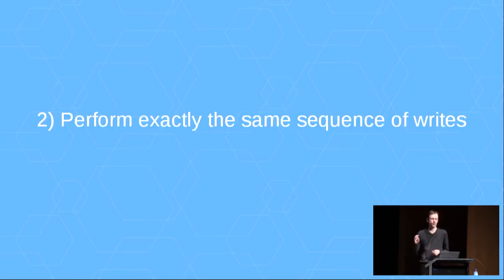Or alternatively, you can perform exactly the same sequence of writes, because the contents of the PCR cannot be set directly. I'm not able to change the value of a PCR from, say, all zeros to a specific value, because the new value depends on the existing value as well as the value that I'm writing to it. So the implementation of this means that each component of the boot process measures the next component of the boot process before executing it.